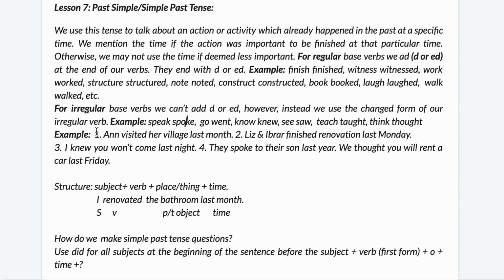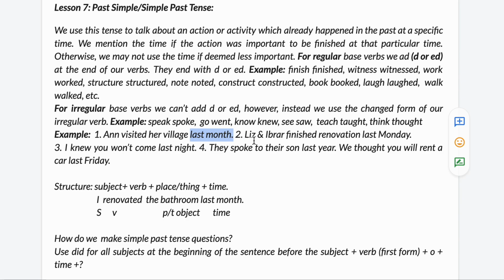So, examples in sentences. Anne visited her village last month. Anne is a singular person. We talk about her, it's a she. Visited is the verb. Visit is the regular form of our verb, but when we use it in simple past tense, we have to add ED because it's a regular verb. So Anne visited her village last month. You see, last month is important because we want to know when she went to her village.